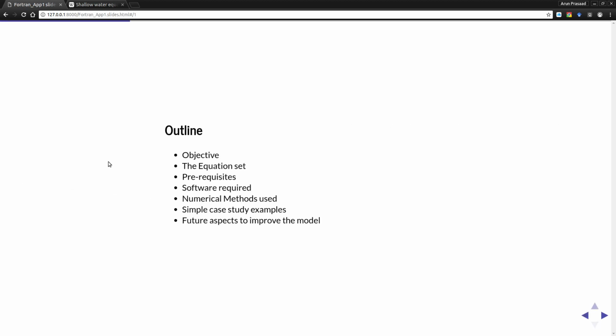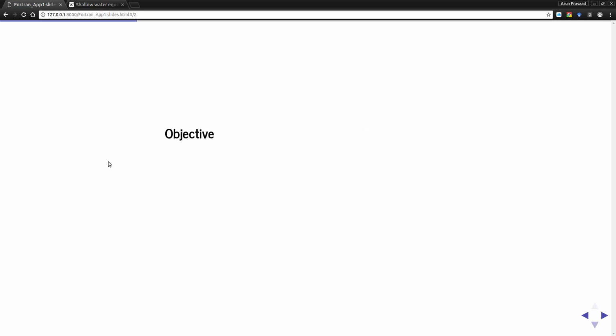I'm just going to tell you the objective, and then I'm going to show you the equations involved, the prerequisites that you might need before you start this, the software required, and the numerical methods used. I'm going to show you two simple case studies after you write the model, and then I'm going to tell you the future aspects, as to how you can improve this model and start with that. Okay, so the main objective of this video is to write a model to simulate the shallow water equations.